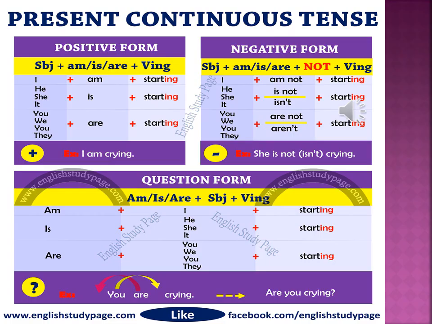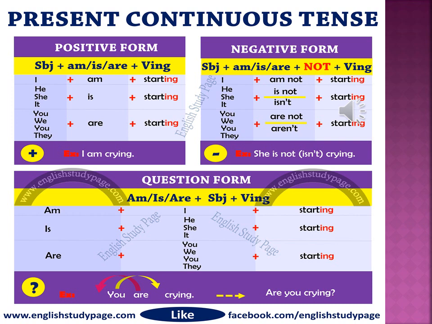Now, let us learn how to frame a sentence using present continuous tense. If we want to frame an assertive sentence or a positive sentence, then the structure or the rule will be subject plus is, am, are plus first form of the verb plus ing. And if we want to frame a negative sentence, then the rule will be subject plus is, am, are plus not plus first form of the verb plus ing plus object.